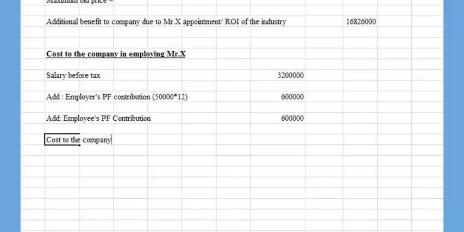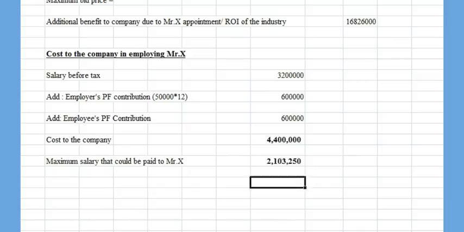Adding the above three costs to the company, we get the total CTC as rupees 44 lakh. This exceeds the maximum salary the company could afford, which was rupees 21 lakh 3,250. Hence the proposal to employ Mr. X is not worthwhile.